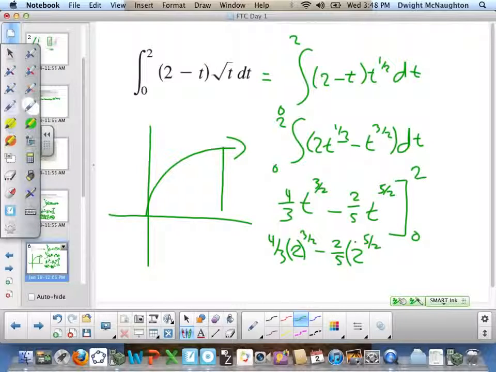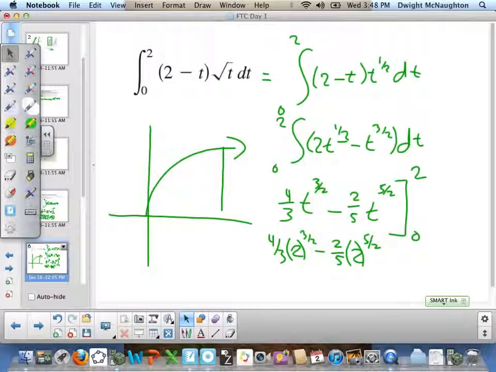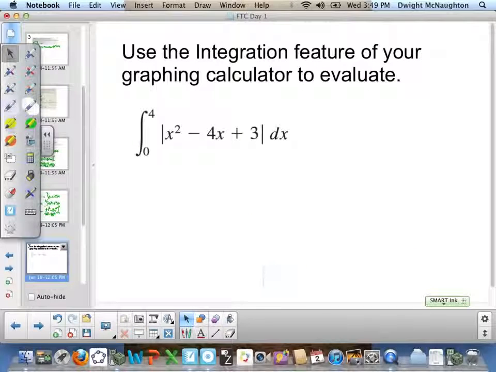If you want to simplify, you can. For me, that's good enough. That's our area underneath our curve. So you're taking the antiderivative and you're plugging in the two endpoints, your two definite boundaries. All right.